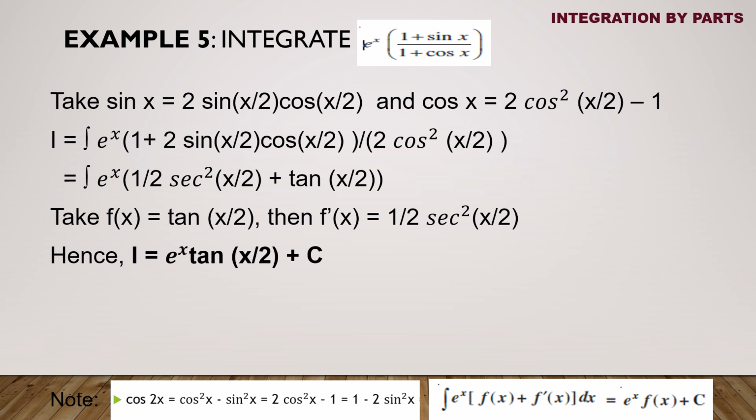So now this is nothing but in the form of integral of e raised to x into bracket f of x plus f dash of x. The integral is e raised to x f of x plus c. So see how simple the final answer has become. I is equal to e raised to x tan x by 2 plus c.